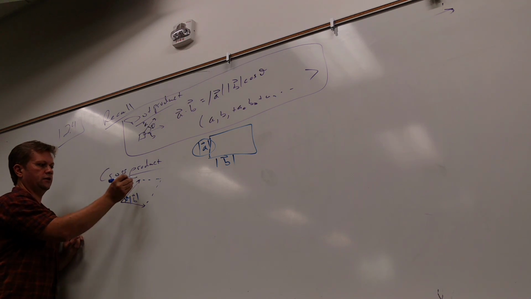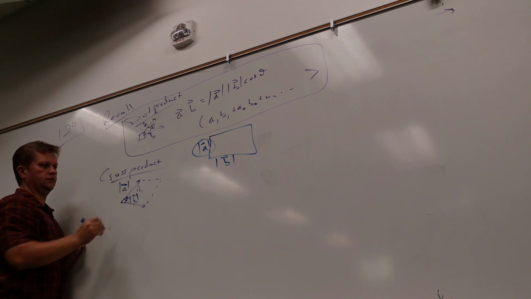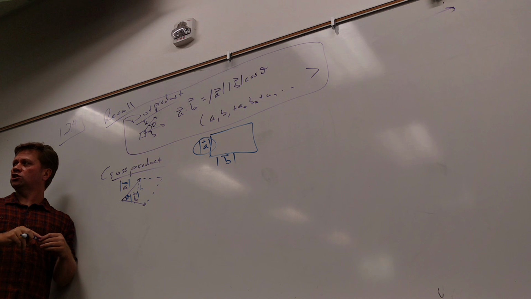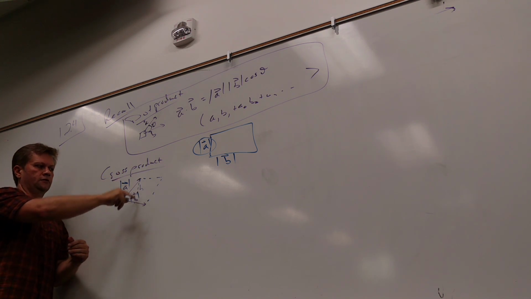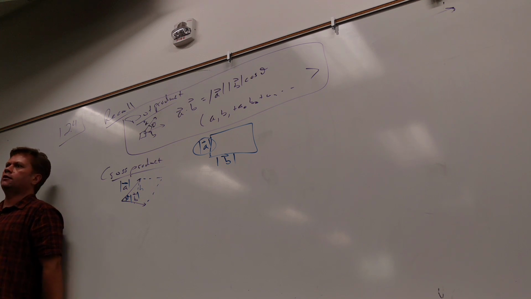Well, let me draw that in. The height is going to be perpendicular to the base. All right, so here's the height. Sine of theta over A, where A is the what of this? Hypotenuse. Hypotenuse. And think about this real quick.